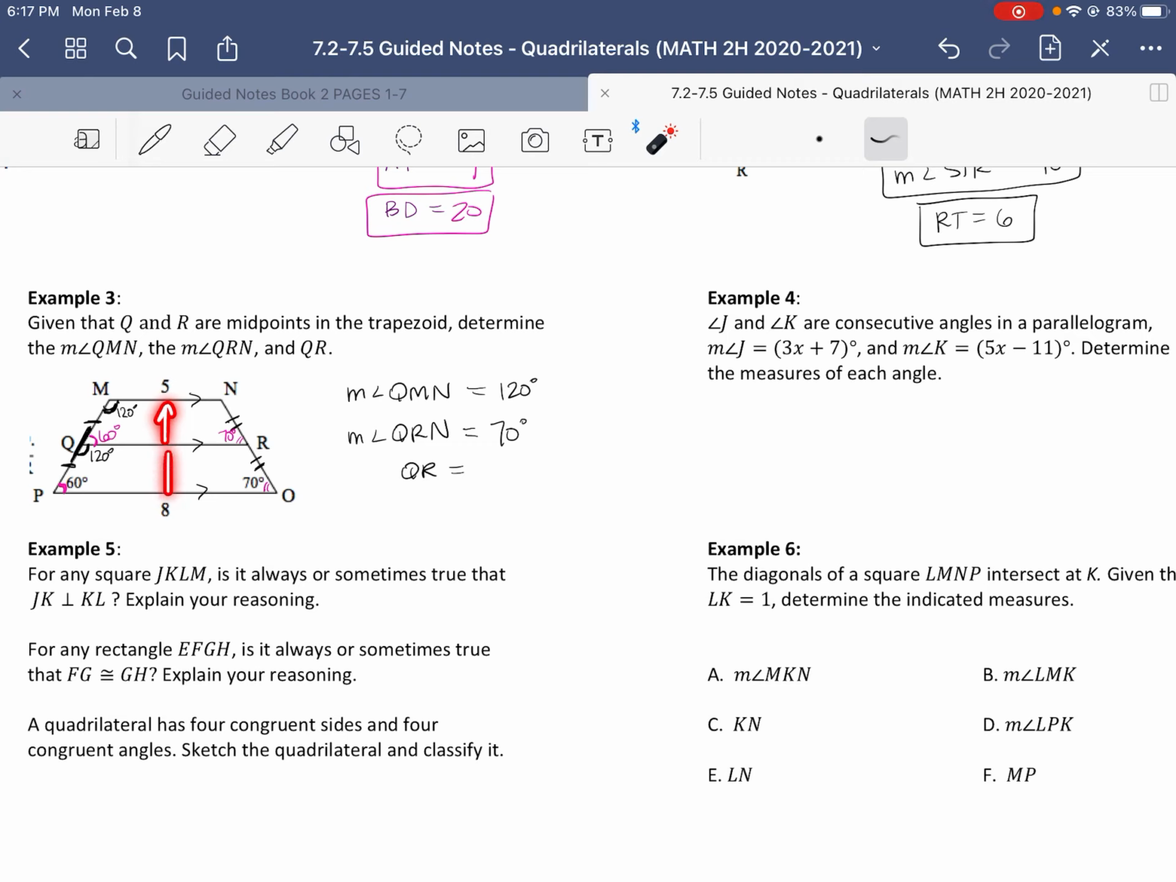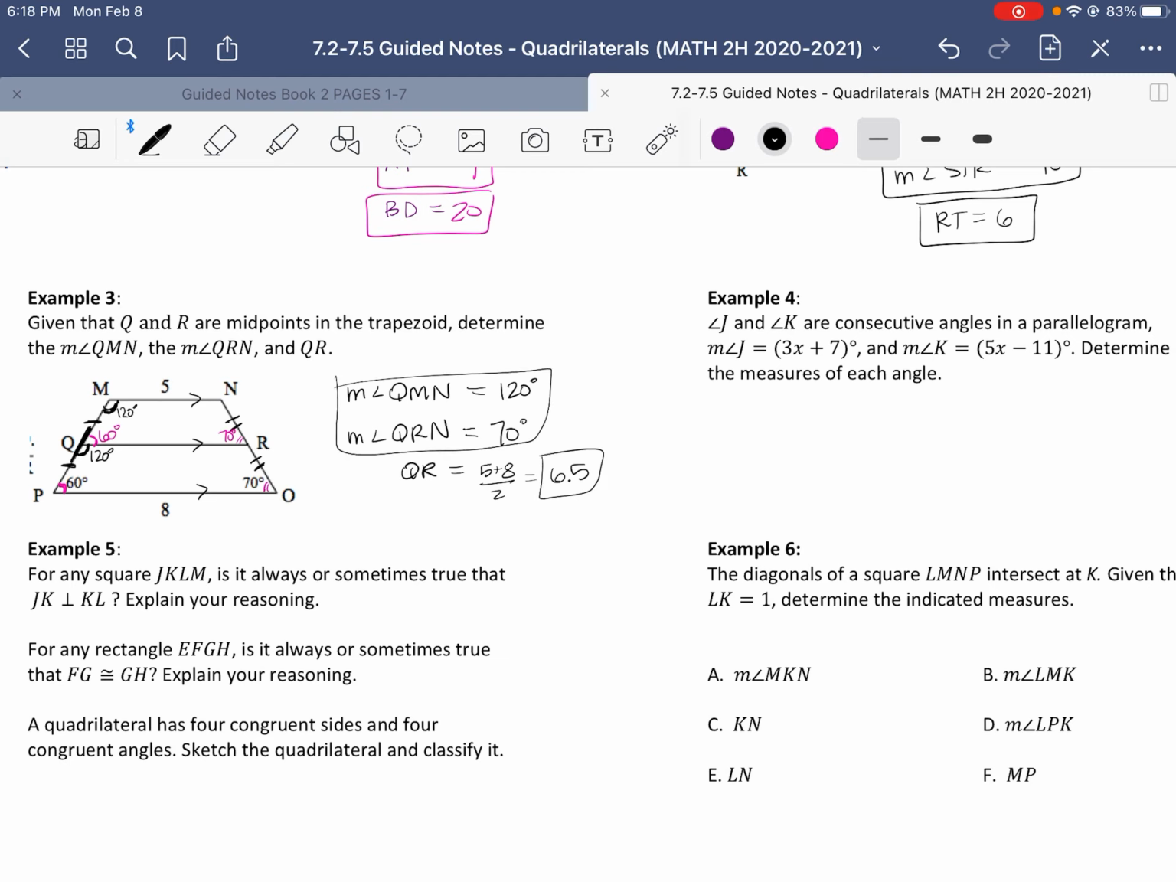So remember, the mid-segment is just the average of the two bases around it. So in the front, we had the formula that looked like the sum of the bases times 1/2. But it's just an average. So we take 5 plus 8. We divide it by 2 to find half, and 13 divided by 2 is 6.5.